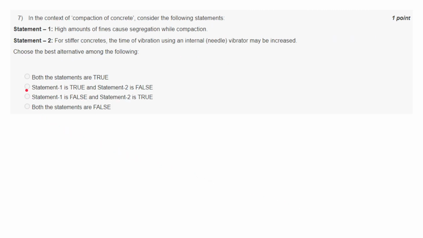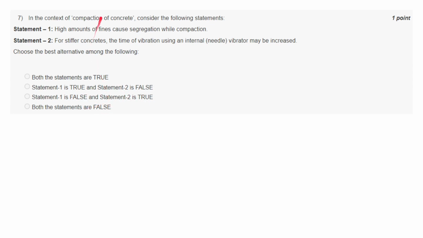Seventh question. In the context of compaction of concrete, consider the following statements. 1. High amounts of fines cause segregation while compaction. 2. For stiffer concretes, the time of vibration using an internal needle vibrator may be increased. Choose the best alternative among the following. Both are true, one is true two is false, one is false two is true, both are false.